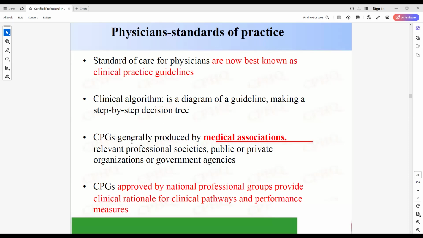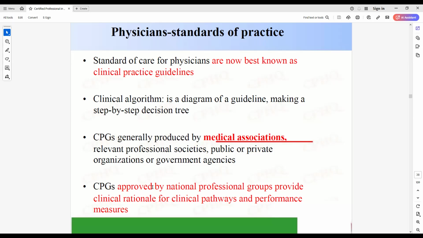Continuing with the clinical practice guidelines, they are generally produced by medical associations, relevant professional societies, public or private organizations, and they are approved by national professional groups, providing clinical rationale for clinical pathways and performance. Now, CPGs, for example, we have clinical practice guidelines for asthma management that are international. And then the Department of Health, for example, looked at certain clinical practice guidelines and developed them based on the UAE population and the UAE resources.